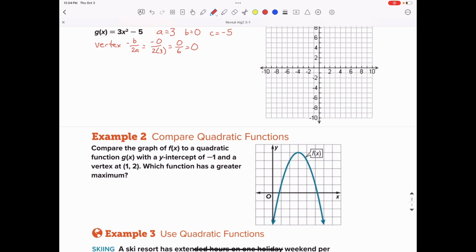And then the y value of the vertex, we're going to plug that in. So the y value will be plugging in the x with a 0. So that is going to be 3 times 0 minus 5. 3 times 0 is 0 minus 5, which is -5. So that is the y value of the vertex. So our vertex will be located at 0, 5. Excuse me, 0, -5. I'll go ahead and place a point there at 0, -5.